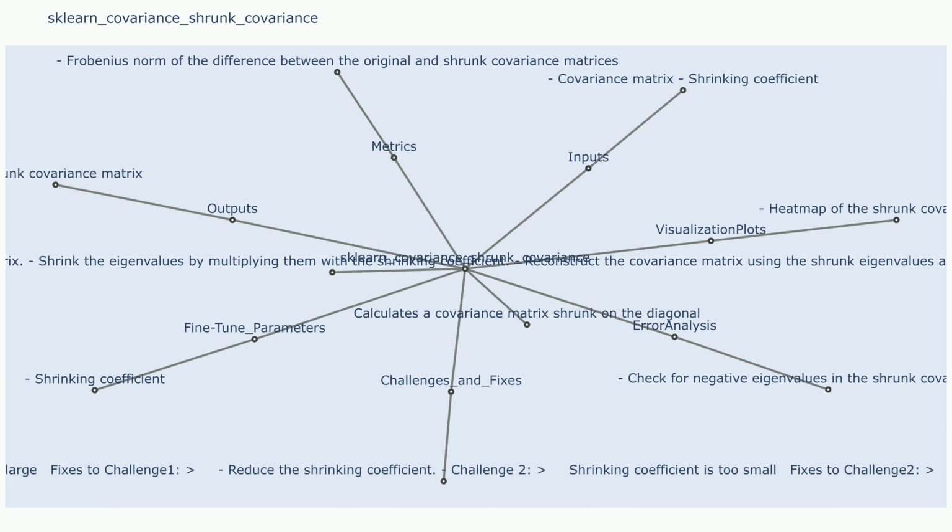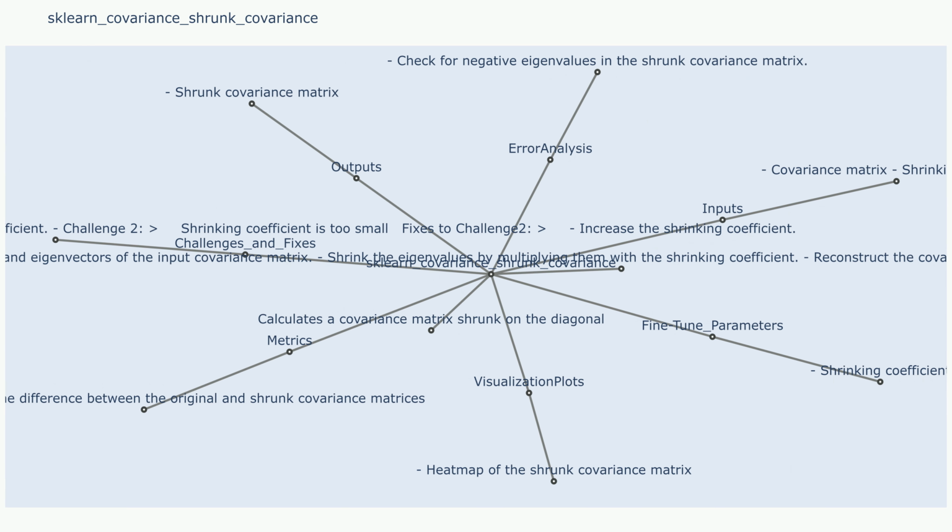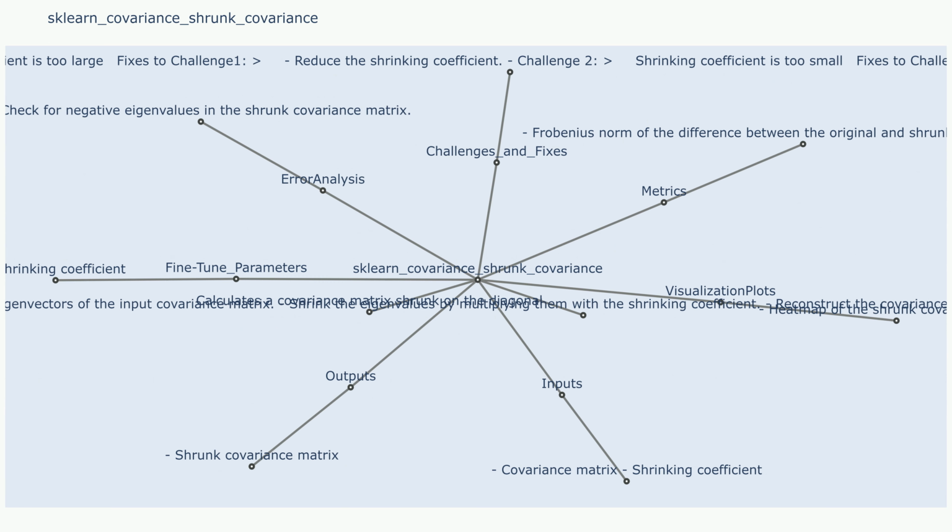Challenges and fixes. Challenge 1: over-shrinkage. When the shrinkage parameter is too high, the covariance matrix may be shrunk too much, leading to a loss of valuable information about the true relationships between features. Sample use case: in a scenario where there are strong correlations between features, a high shrinkage parameter might incorrectly suggest that these features are independent, leading to flawed conclusions.